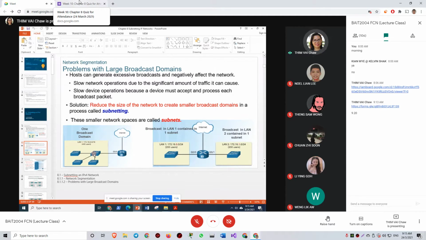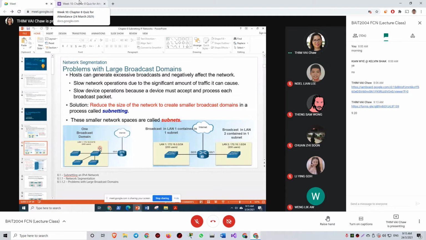So that's why he is telling you that if we divide our number of users or number of hosts, okay, over here the user refers to the host, even though he mentioned user. So the number of PCs into 2 portions, 200 PCs. So in this case, we can reduce our broadcast domains. Our broadcast domain is smaller.